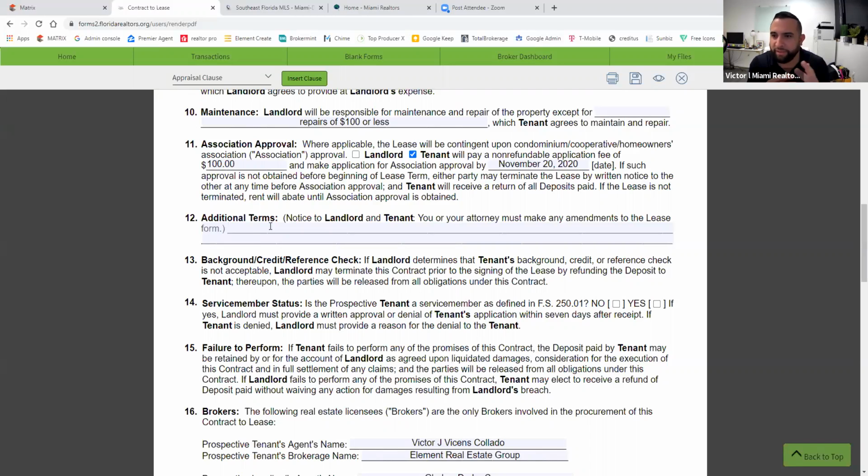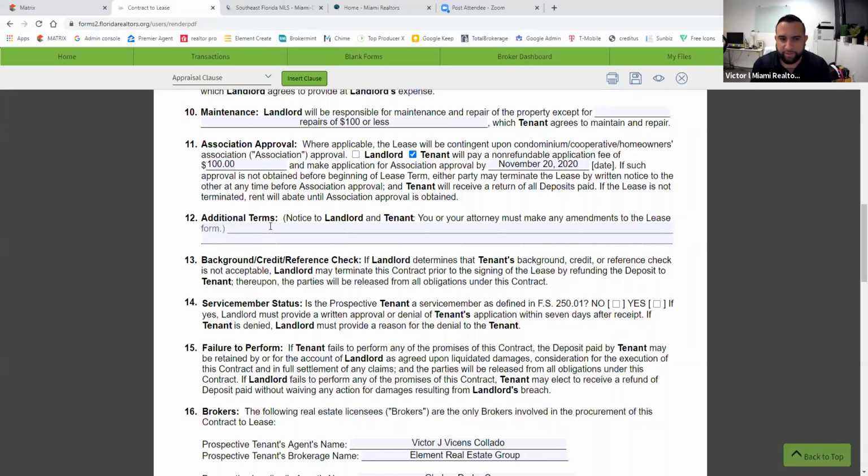You could ask for the landlord to paint. You could ask for whatever you want, but set your client's expectation. Hey, we'll ask, but they're really trying to rent the property as is. That way, if they don't get what they ask for, at least you warned them about it.